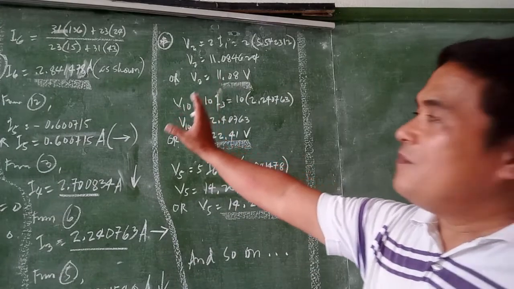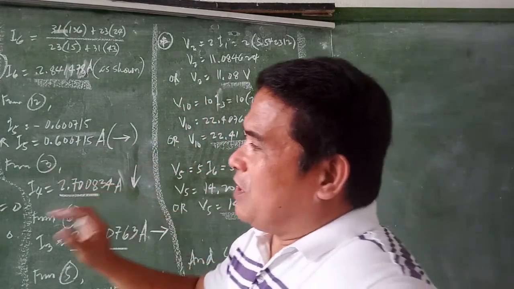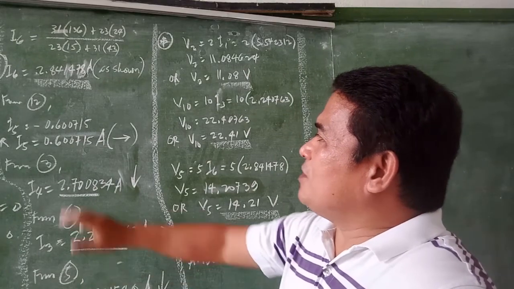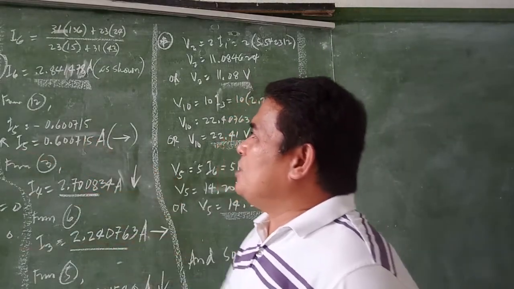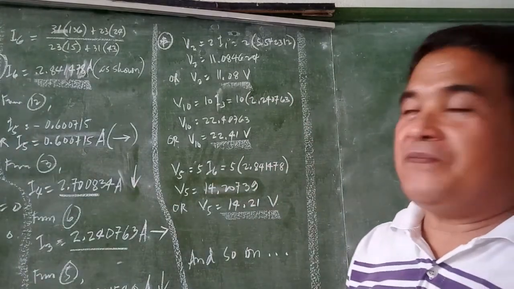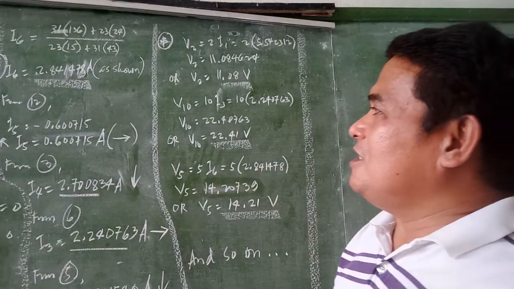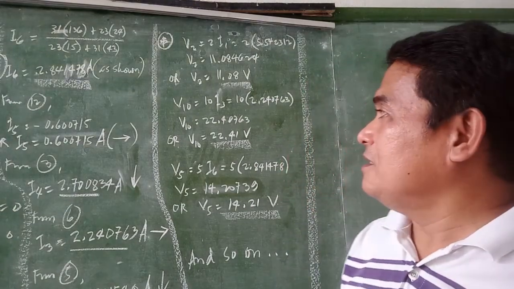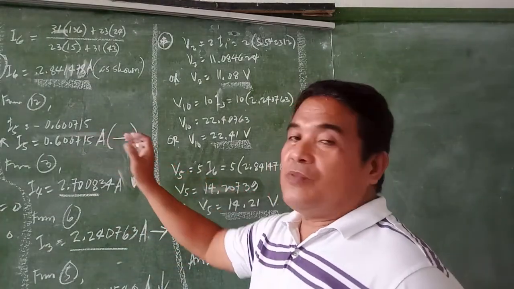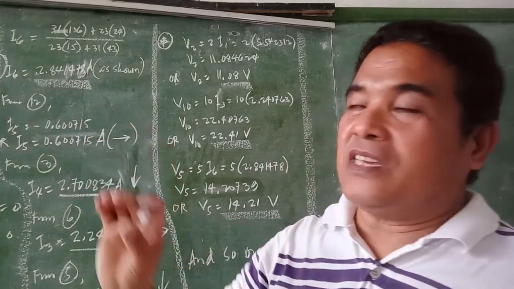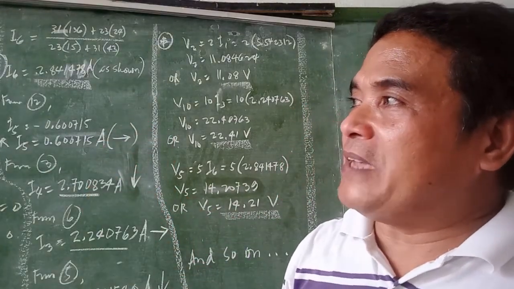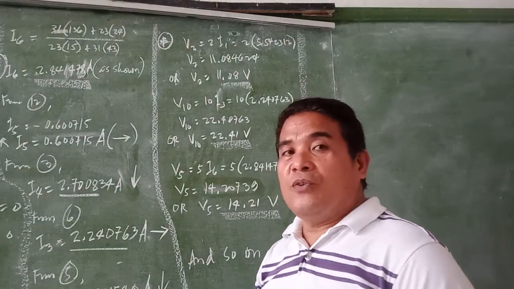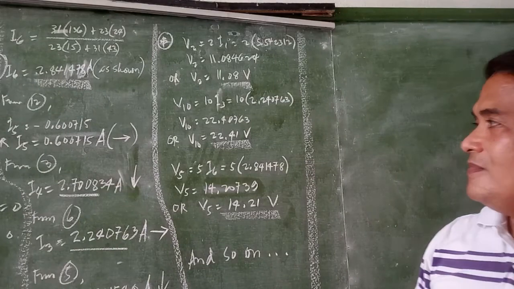Now, of course, from equation number 12, your I sub 5 will be negative 0.600715 ampere. The negative sign, of course, indicates that we have chosen a wrong direction, meaning the actual direction of I sub 5 should be going to the right instead of going to the left.